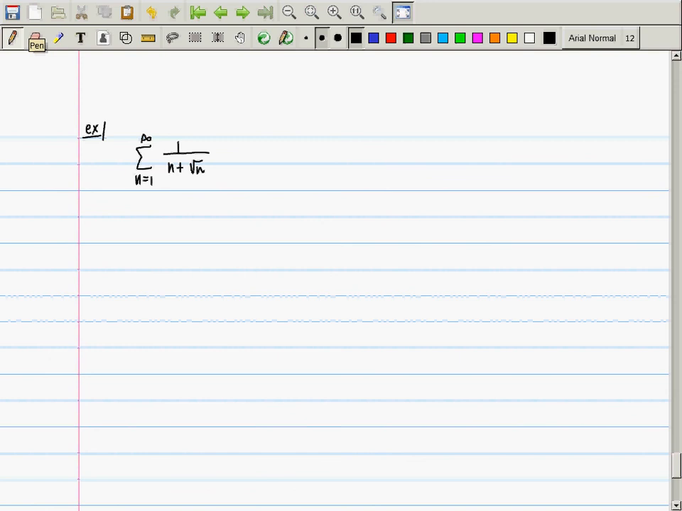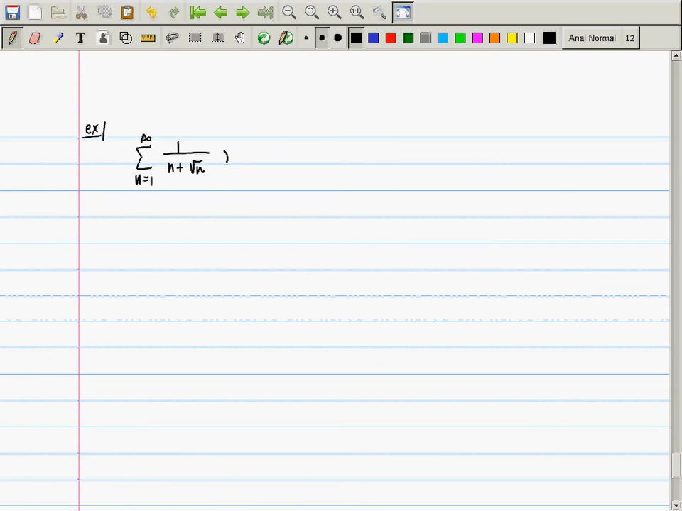Now, this is the way, at least, that I think about it. Let's consider 1 over n plus the square root of n. What is the most dominant term in the denominator? What is the most significant term? n is the most significant term because, for example, when n is 100, what's the square root of n? 10, which is a lot less than 100. How about when n is 10,000? What's the square root of n? 100. So the most dominant term is n.